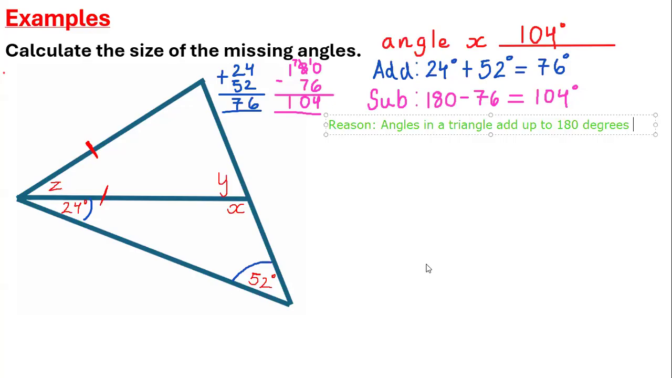All right, so definitely the answer is 104 because we add 24 and 52, that gives us 76. We subtract it, that gives us 104. Let's go ahead and do another one.